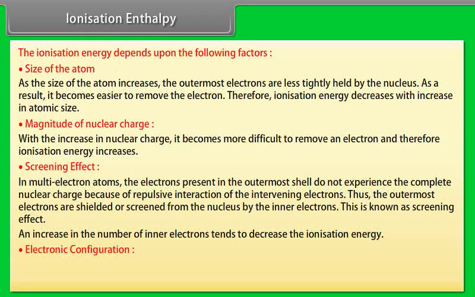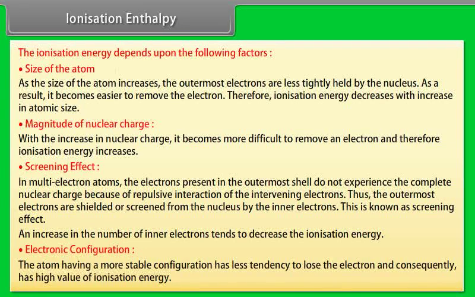Electronic configuration. The atom having a more stable configuration has less tendency to lose the electron and consequently has high value of ionization energy.